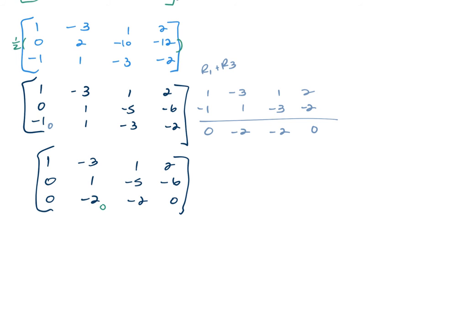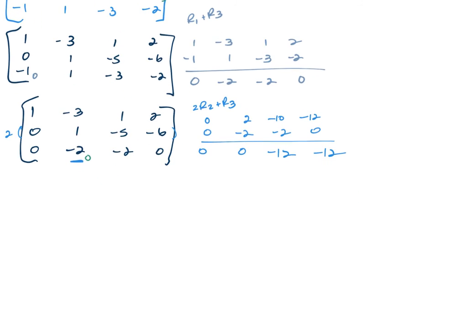Okay, so I want a 0 where the negative 2 is. So I'm going to do 2 row 2 plus row 3. In order to get this 0, you have to use row 2 and 3. Otherwise, you lose the other 0 you already got. So 2 row 2: 0, 2, negative 10, negative 12, plus 0, negative 2, negative 2, 0, gives 0, 0, negative 12, negative 12. Are you allowed to multiply by just a negative? Yeah. So 0, 1, negative 5, negative 6, 0, 0, negative 12, negative 12.